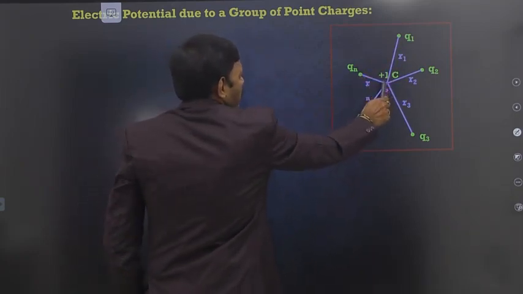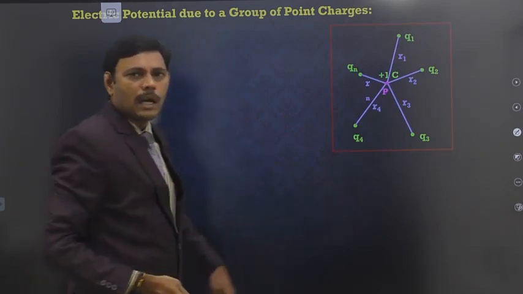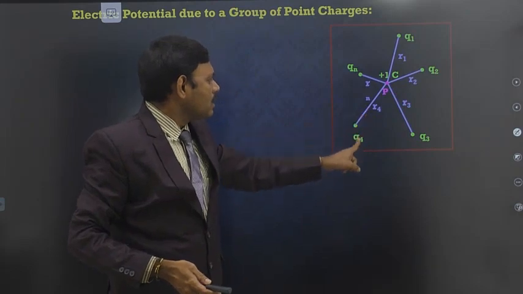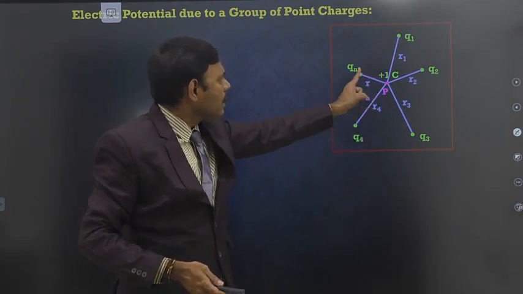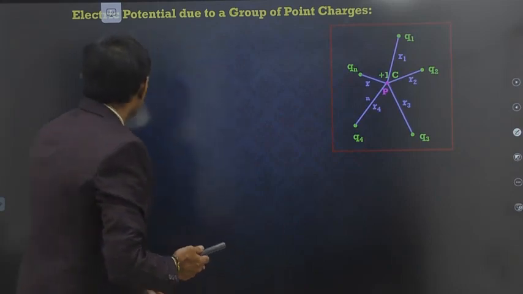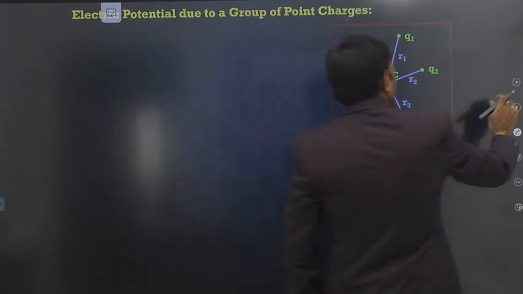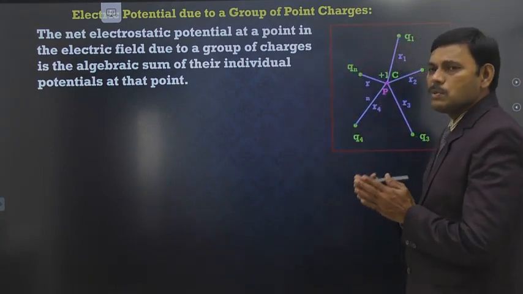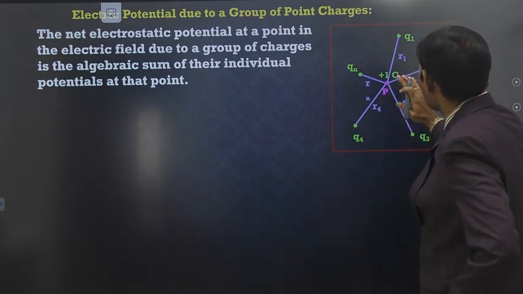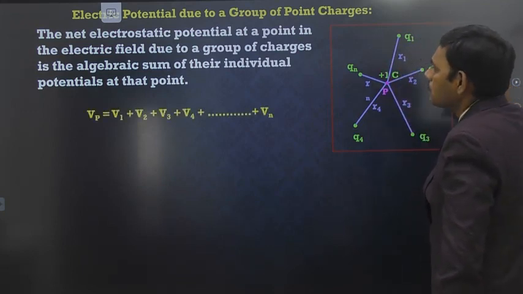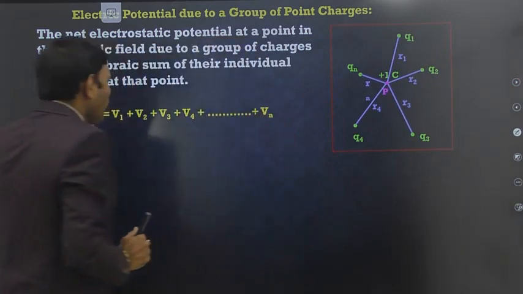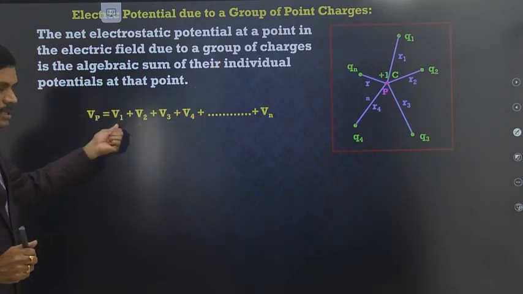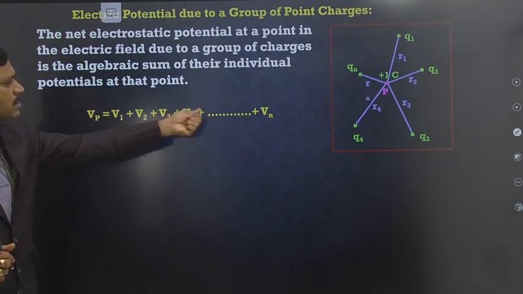Suppose this point P is at a distance r1 from Q1, at a distance r2 from Q2, at a distance r3 from Q3, and Q4 is at a distance r4 from P, and Qn at a distance rn from P. Then the net electrostatic potential at point P is simply equal to the algebraic sum of potentials of individual charges at that point. So potential at point P is V1 plus V2 plus V3 and so on up to Vn.